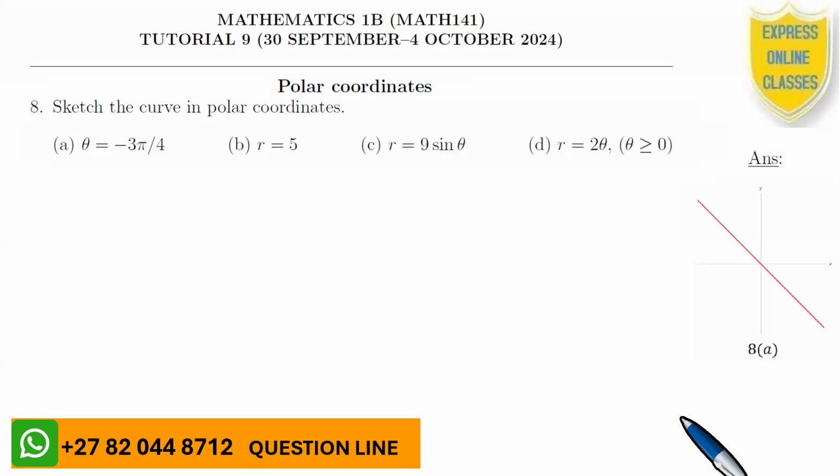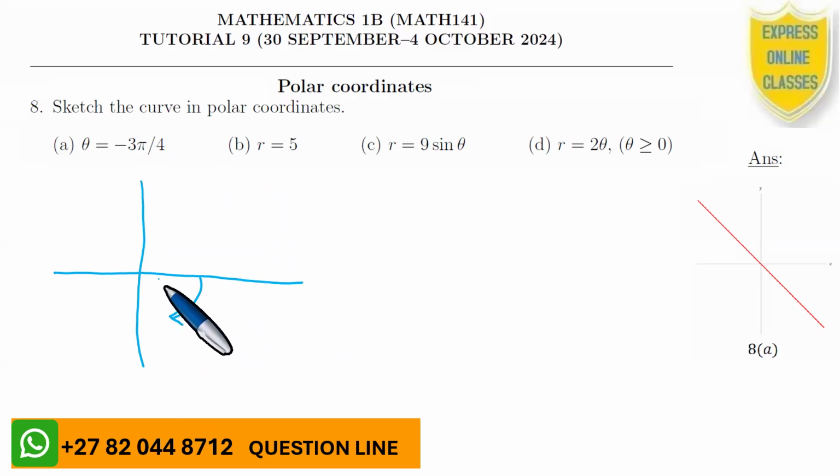Obviously there are a couple of things you need to take into account here. An angle, if it's measured, is measured from the positive real axis. Measured from the positive real axis, we're able to see exactly what we need to do. So to draw this, sketch the curve in polar coordinates. Minus 3 pi over 4 is a negative angle, so it's going to be measured like this, which is minus 3 pi over 4 radians.